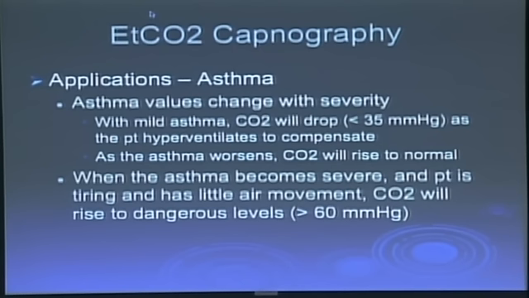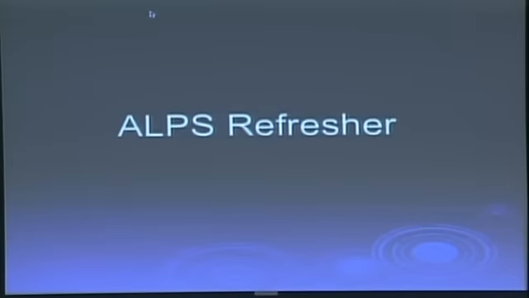With mild asthma, as the patient hyperventilates, their CO2 drops. As this asthma worsens, the CO2 rises. So it's a way to follow your asthmatic patient, whether they're responding to your treatment. CO2 rising is close to dangerous levels. If it gets above 55, you probably should go ahead and intubate and manage that patient's ventilation well. So, all right, a quick ALPS refresher.